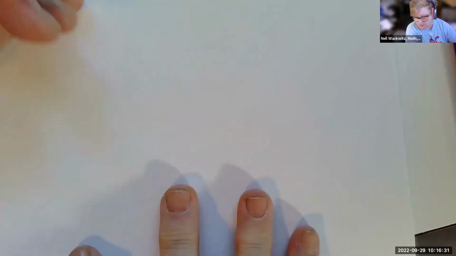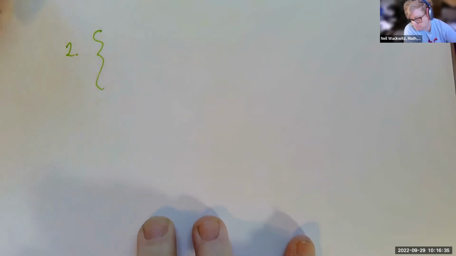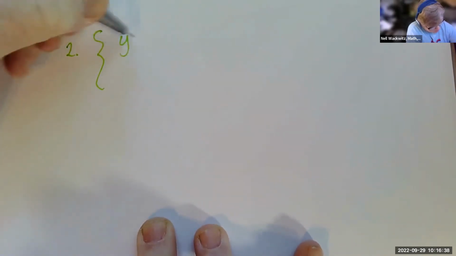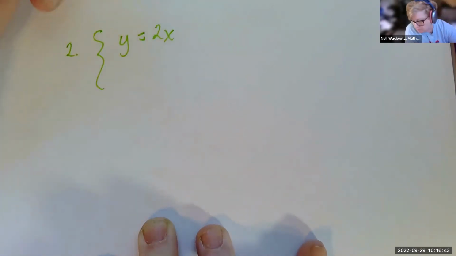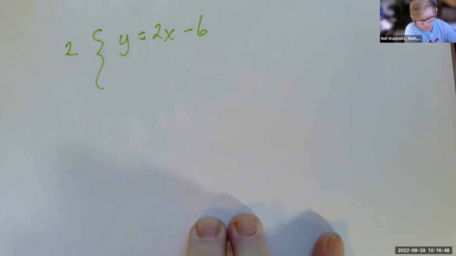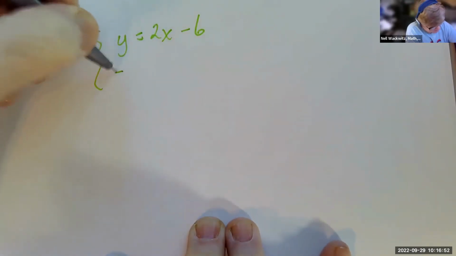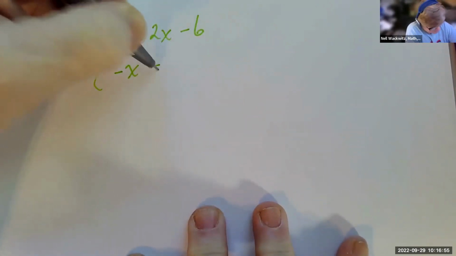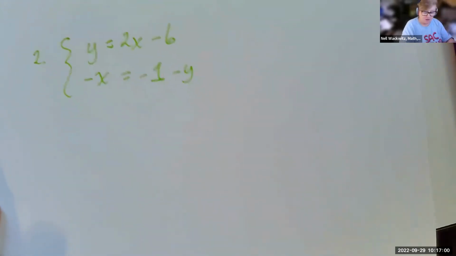All right, so let's practice putting things in standard form. And let's do that using the second system. Okay, and then we have -x equals -1 minus y. All right, so there are our 2 lines.